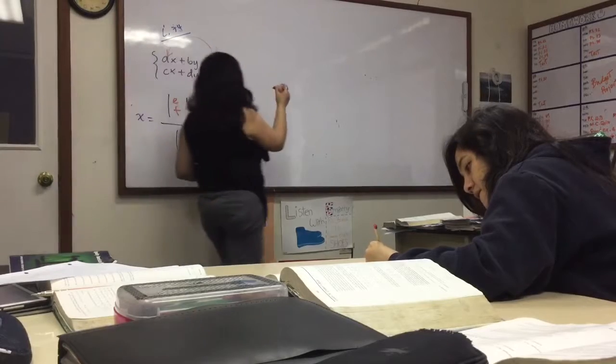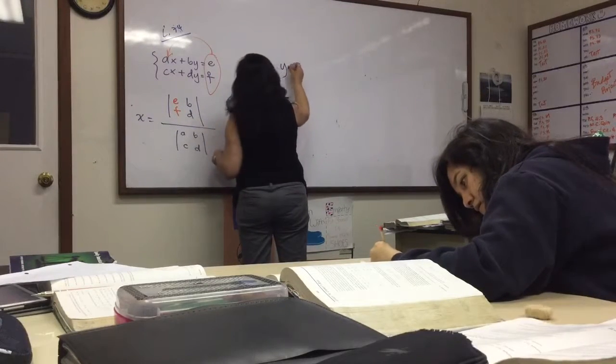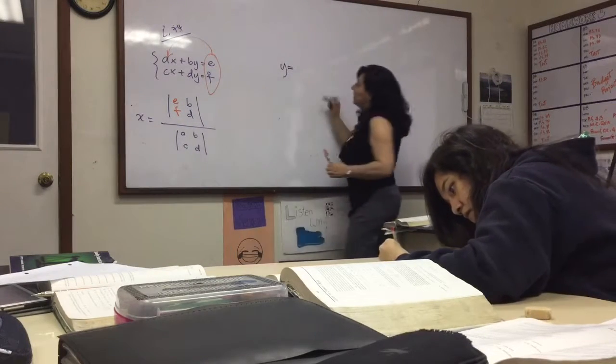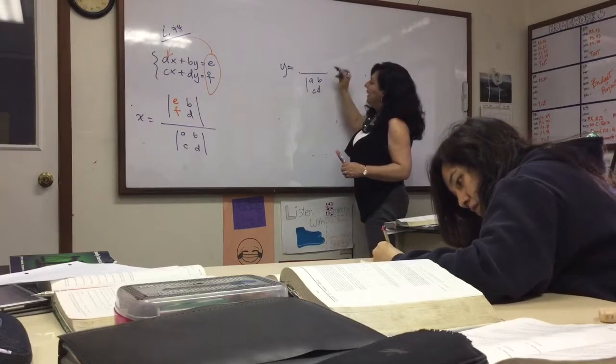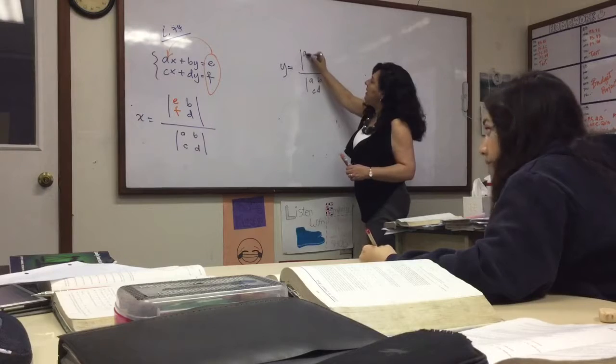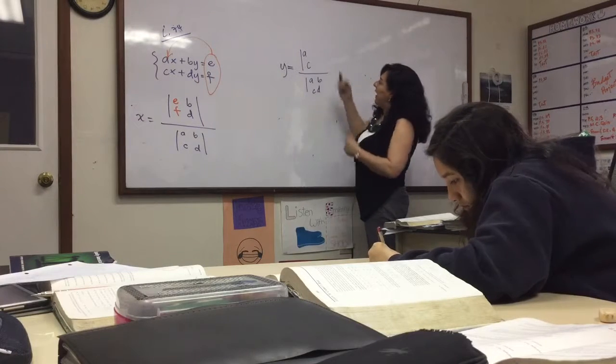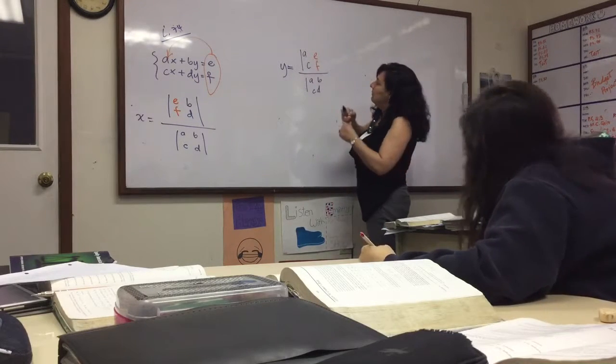How do you think I would do y? And I'm going to finish this thought in a second. The same thing, but instead of AC would be BD. Very good. I would have AC, and I would have EF here.